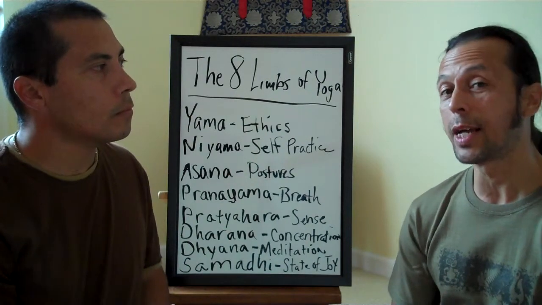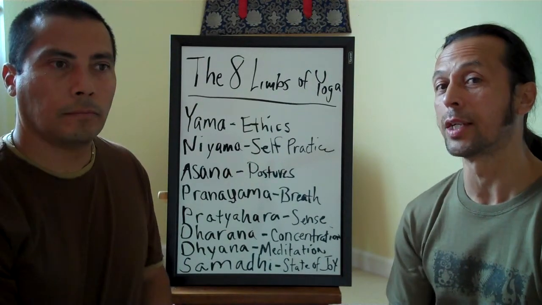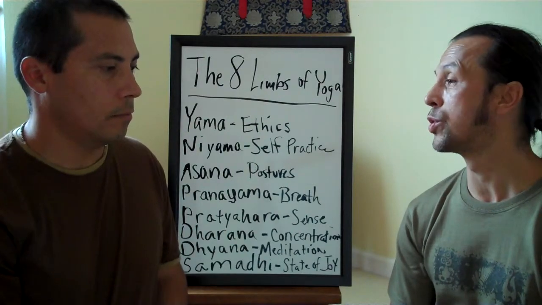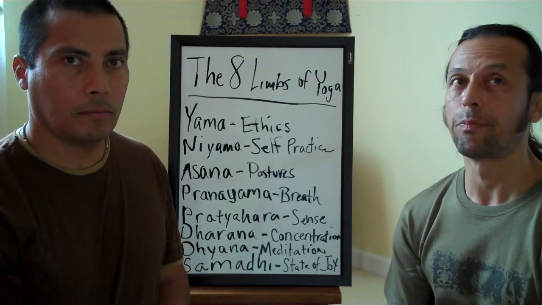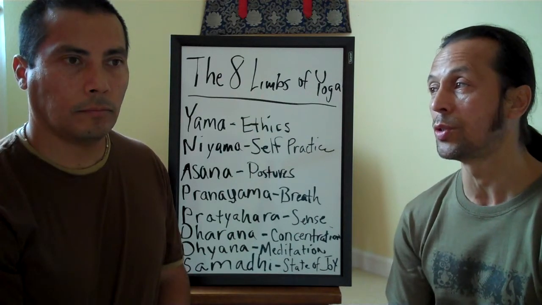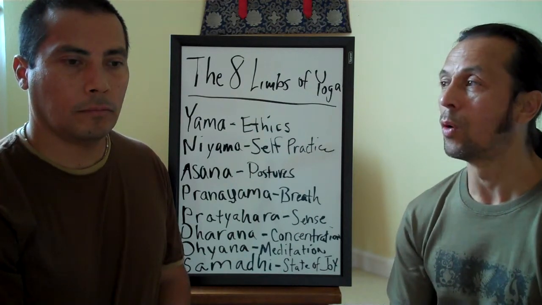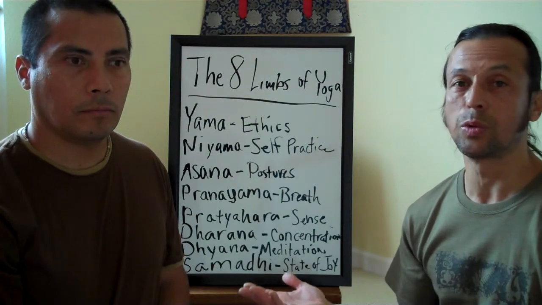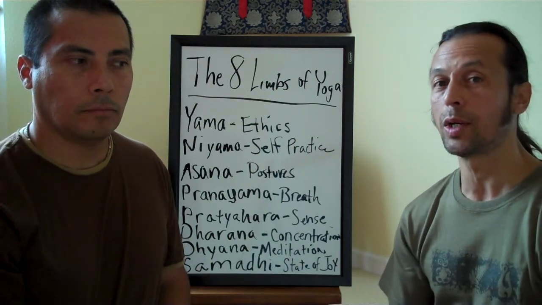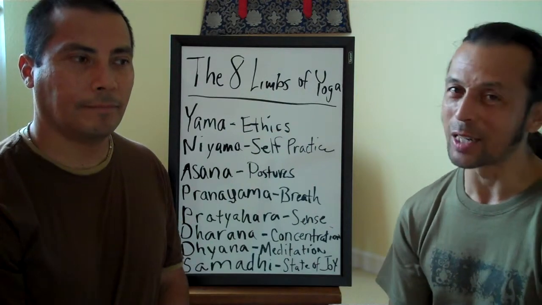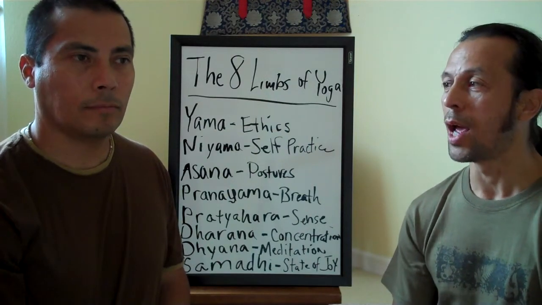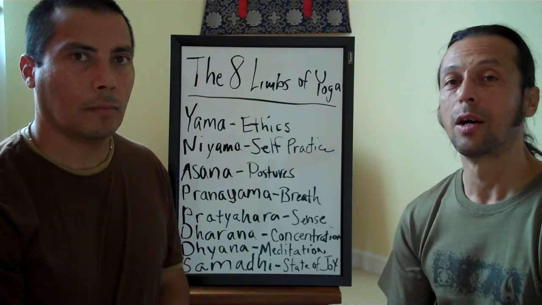But in particular today we're going to talk about the yamas, or the social ethics, or the outer observances: how we conduct ourselves in relation to a social milieu, the people that you are around, people that you work with, your loved ones, your unloved ones, all of that. That's all part of the social milieu, and the yamas are part of that.